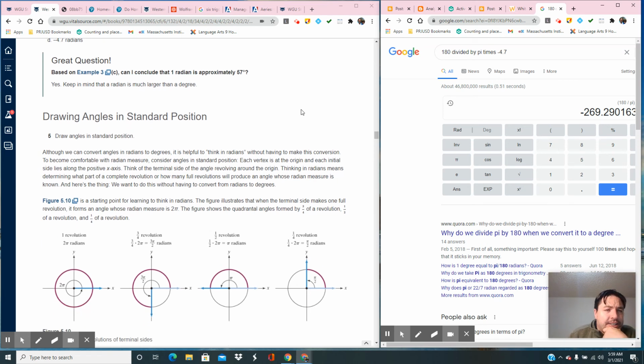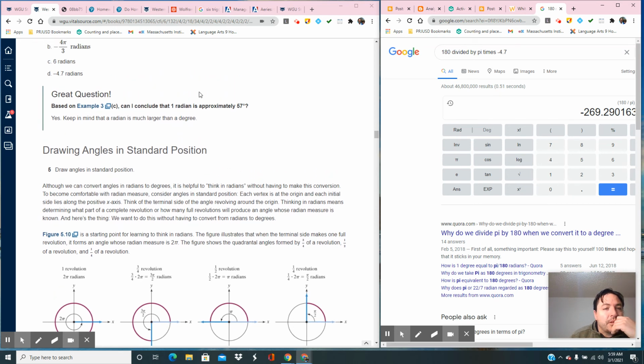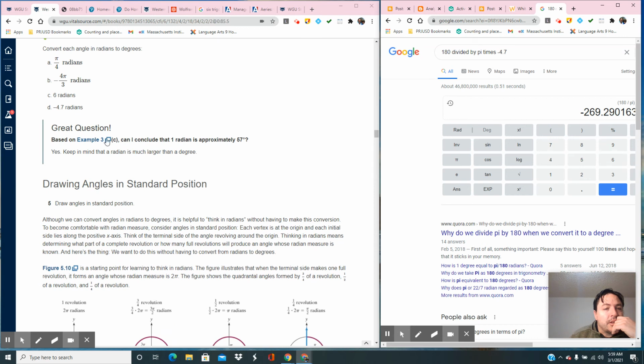Let's see. Based on example 3, can I conclude that 1 radian is approximately 57 degrees? Yes. Six radians.